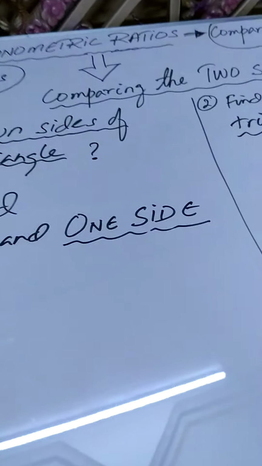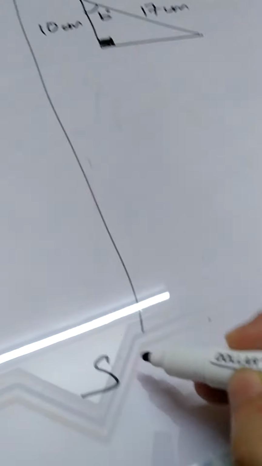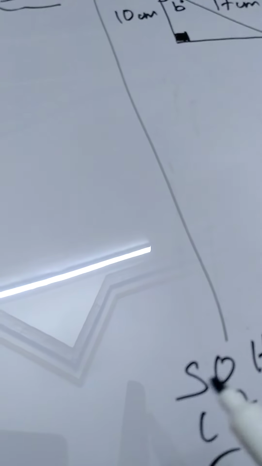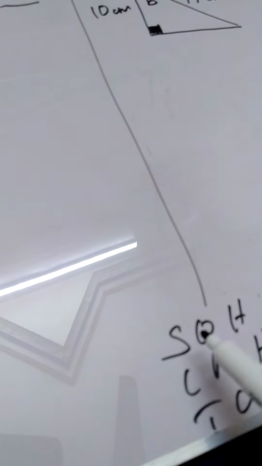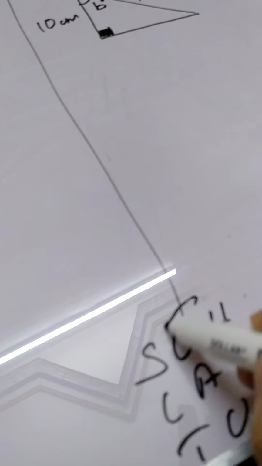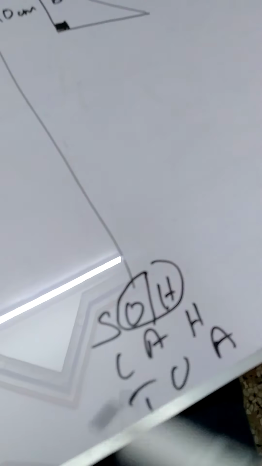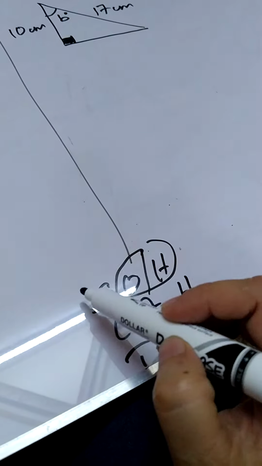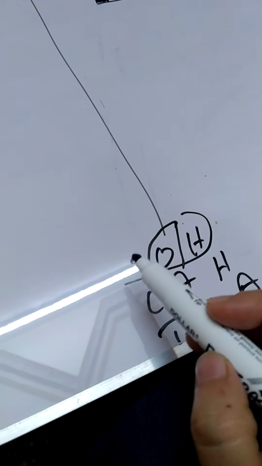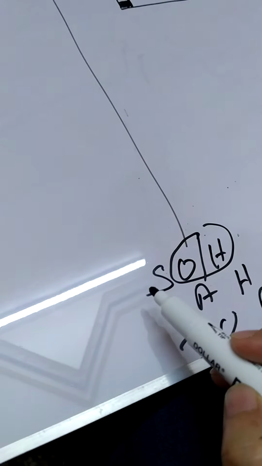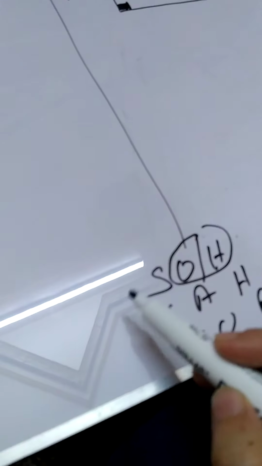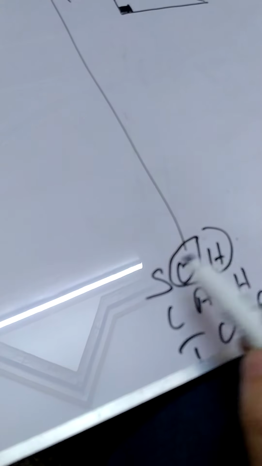So we know that we have three ratios. The three ratios are SOH CAH TOA. What is SOH? S for sine, O for opposite, H for hypotenuse. When we compare these two sides, the side opposite and the side hypotenuse, we call it the sine ratio. Sine is just the name of the ratio, when we compare the side opposite and side hypotenuse of a right angle triangle.